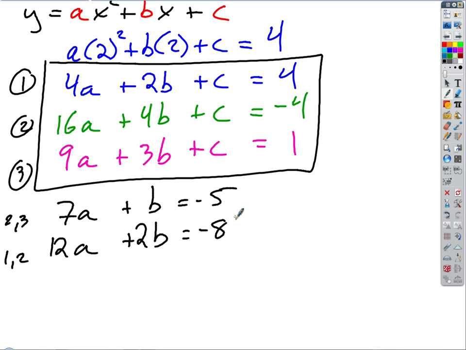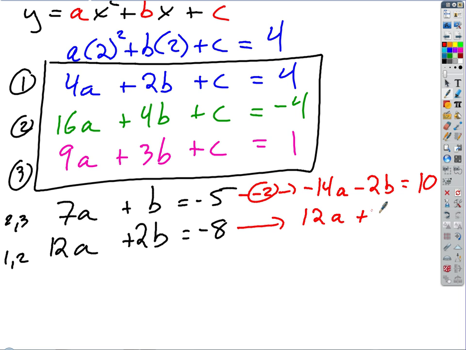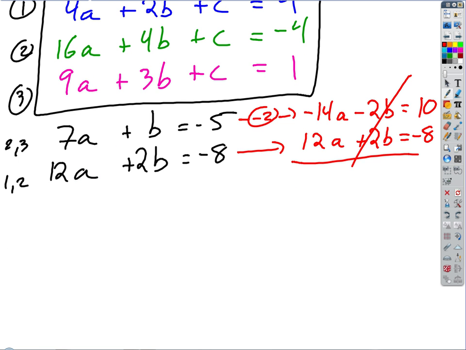What could I multiply the top one by, for example? -2, right? So if I multiply the top one by -2 and leave the bottom one alone, that's just going to give us what? -14a minus 2b equals positive 10. Okay? Bottom one stays the same. So when I add those up, these go away. I get -2a equals 2. So what's a? And then you can plug that back into a different one.